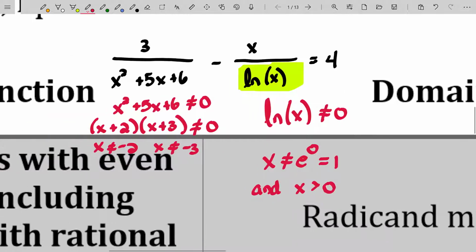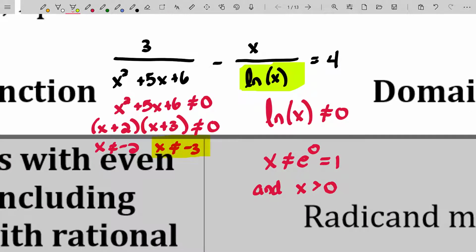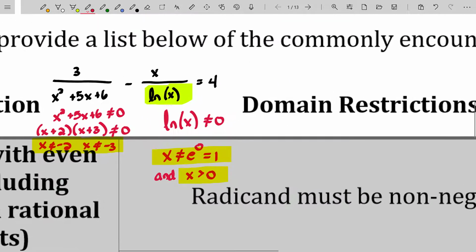So when you combine all of these restrictions, that x can't be -3, x can't be -2, oh, by the way, x must be greater than 0, and it can't be 1, you get the following: x must be in the interval from 0 to 1, not including 1, skip over that one, and it could be any value from 1 to infinity.